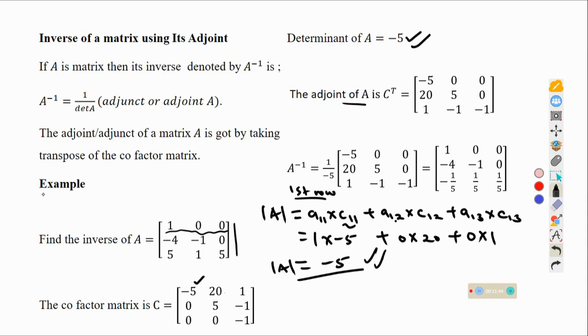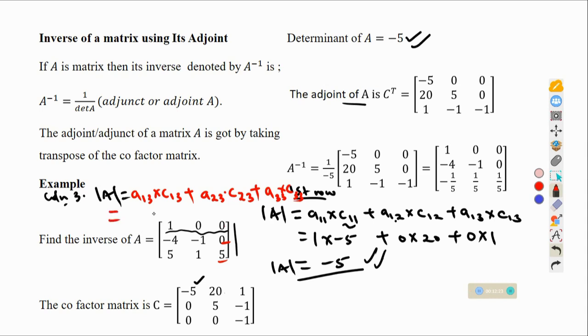When you choose this column, that is column number 3, then the determinant of A will simply be: this entry here is A13 times the corresponding cofactor C13, plus this entry here is A23 times the corresponding cofactor C23, plus this entry here is A33 times C33. So like that.